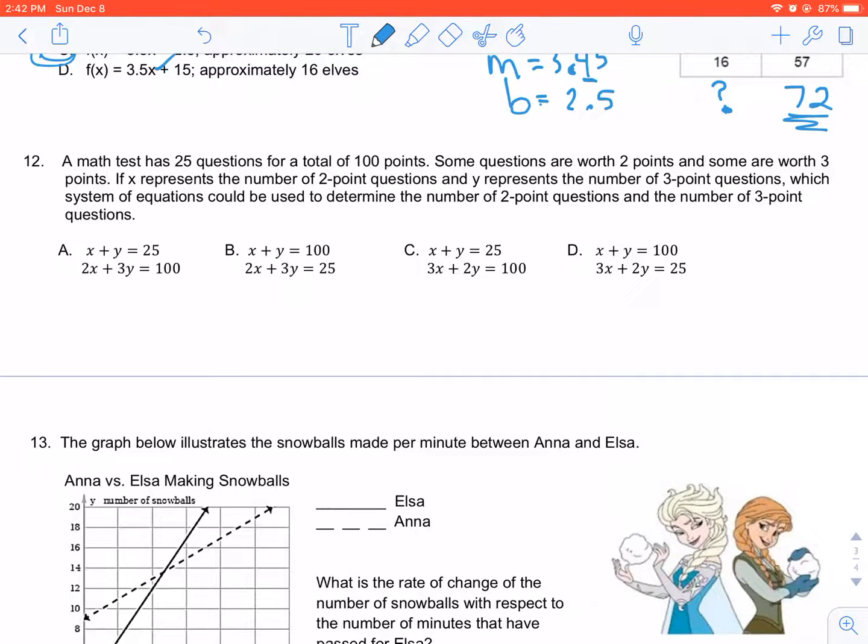Question number 12. A math test has 25 questions for a total of 100 points. Some questions are worth 2 points, some are worth 3 points. If x represents the number of 2-point questions and y represents the number of 3-point questions, which system of equations could be used to determine the number of 2-point questions and the number of 3-point questions?